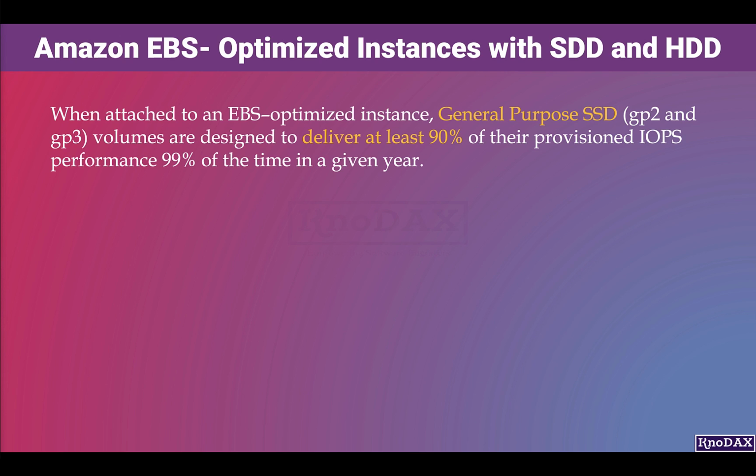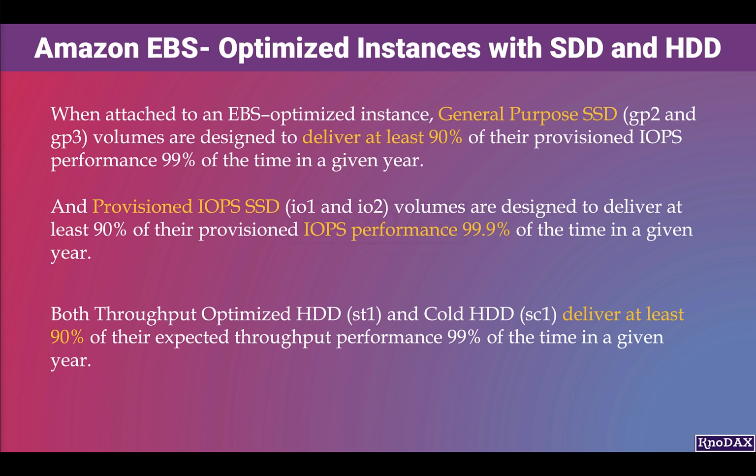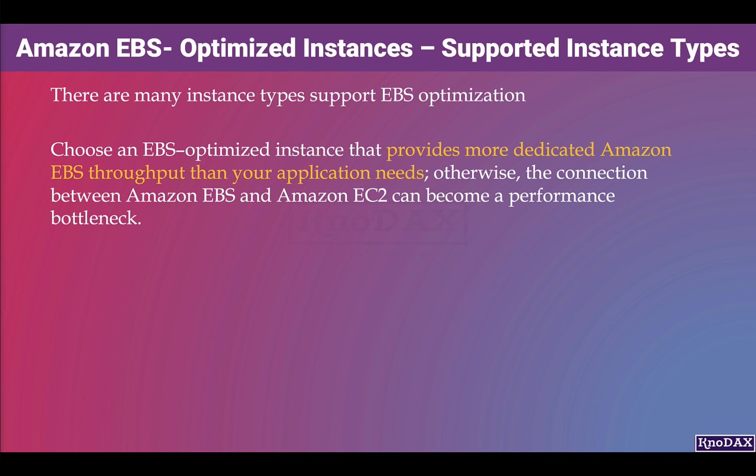When attached to an EBS optimized instance, general-purpose SSD volumes are designed to deliver at least 90% of their provisioned IOPS performance 99% of the time in a given year, and provisioned IOPS SSD volumes are designed to deliver at least 90% of their provisioned IOPS performance 99.9% of the time in a given year. Both throughput-optimized HDD and cold HDD deliver at least 90% of their expected throughput performance 99% of the time in a given year. There are many instance types that support EBS optimization.